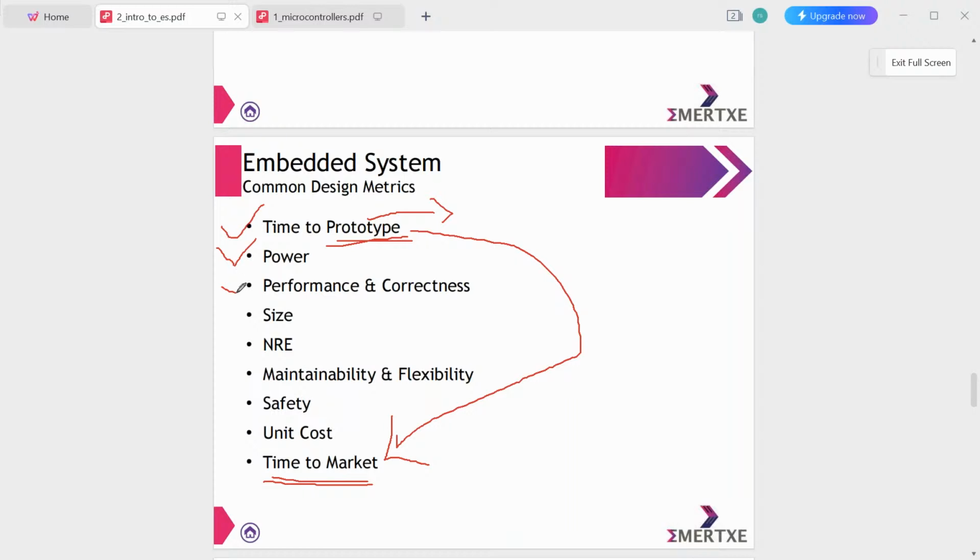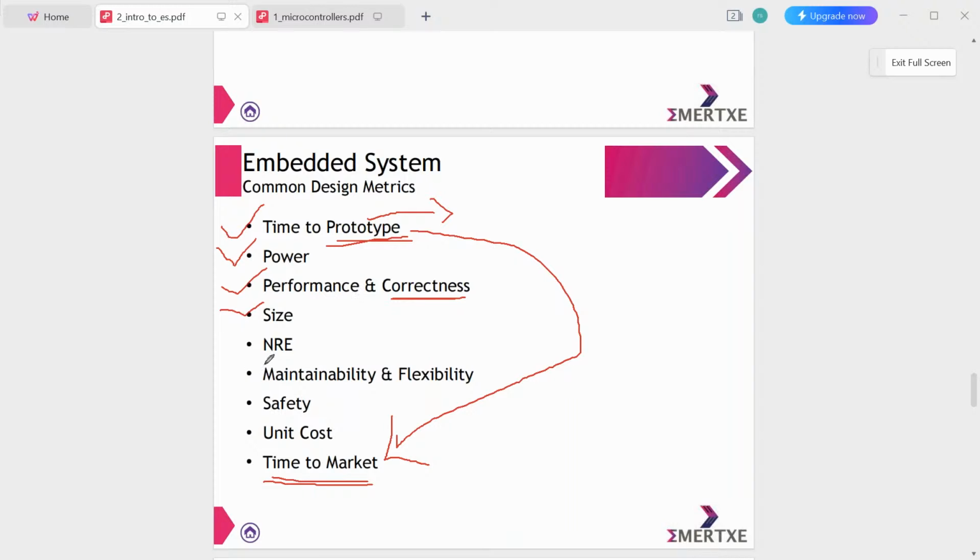The next point is about the performance and correctness. So make sure whatever performance you want for your embedded system, either speed or time, it is as per that, and it is also performing correctly. Then the size of your embedded system. So guys, whatever embedded system you design, if it is going to be handy, then try to keep the size as small as possible. Otherwise, size doesn't matter much.